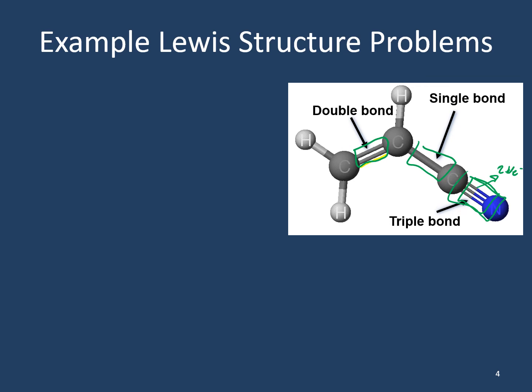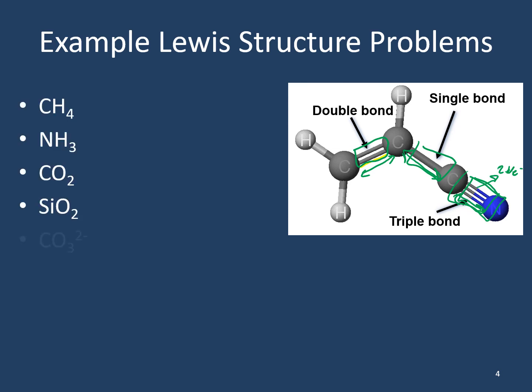Now it's hard to tell from the picture, but as we go from a single bond to a double bond to a triple bond, the bond length actually gets smaller as we increase the number of bonds. So a single bond is the longest of the 3. A double bond is shorter than a single bond but longer than a triple bond, and a triple bond is the shortest type of bond.